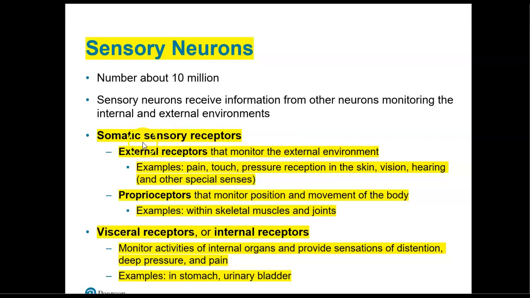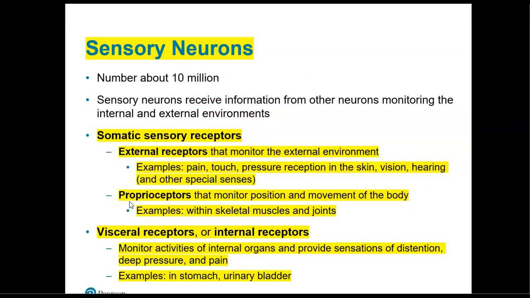For the sensory neurons, we have two types of receptors: somatic receptors and visceral receptors. Somatic receptors include external receptors that monitor the external environment. A lot of these are in our skin, but not all. Some are in our special senses. We have ones that monitor pain, touch, pressure, and even the sensation of hot and cold in the skin. We have vision receptors in our eyes, hearing and balance, equilibrium receptors in our ears, and then taste and smell receptors.